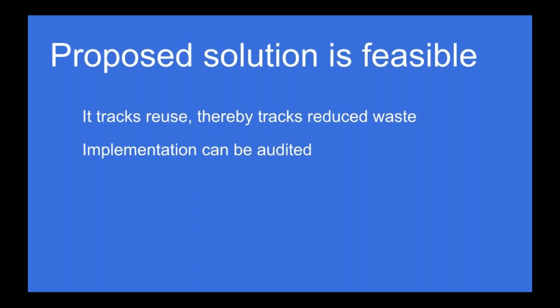We can mandate a percentage reuse. And we know that if the company reuses a certain percentage of its water, then automatically that company has drawn less fresh water, and automatically it has discharged less dirty water. So it tracks reuse, thereby tracks reduced waste, and the implementation itself can be audited by the regulator visiting the company and installing some of these IoT meters.